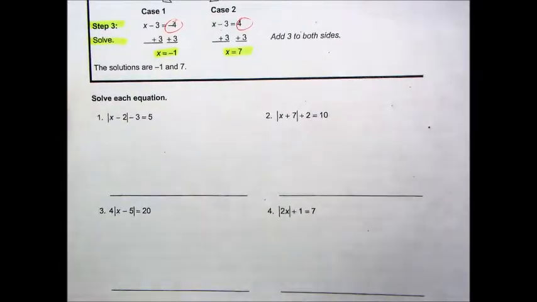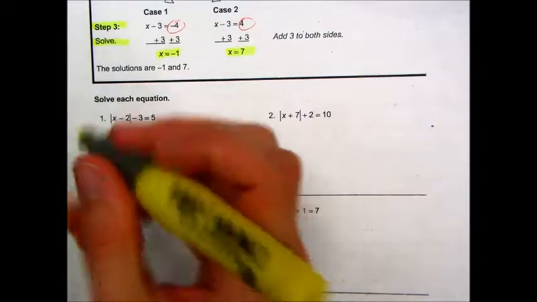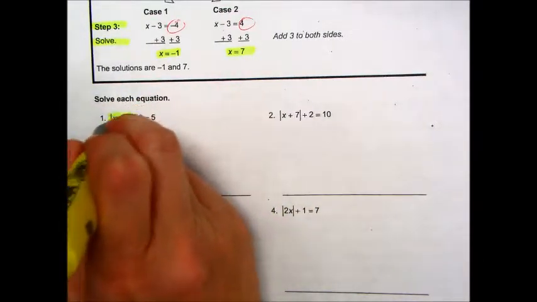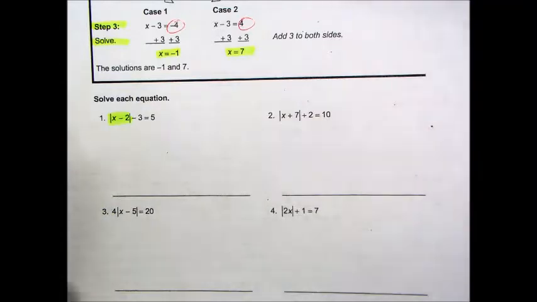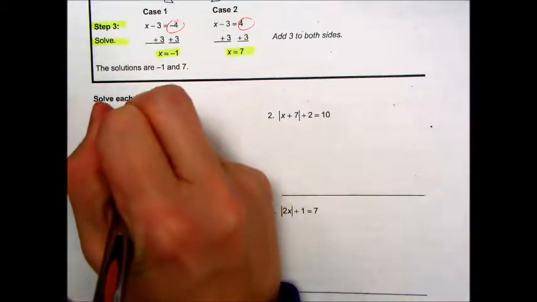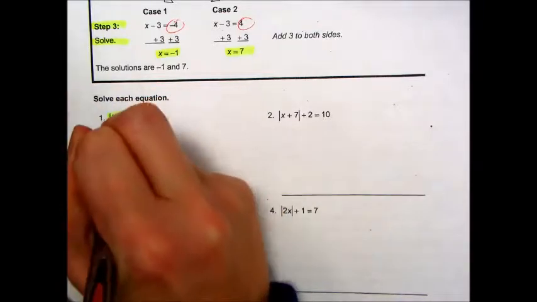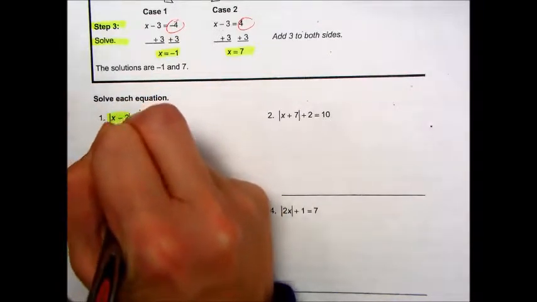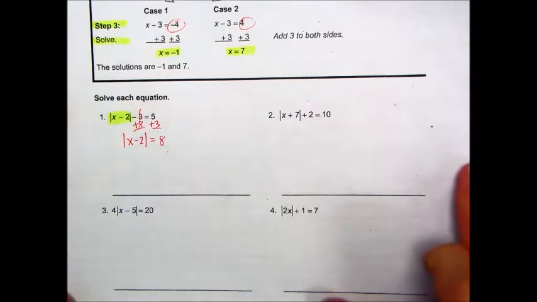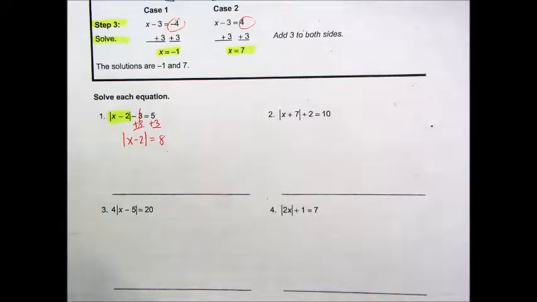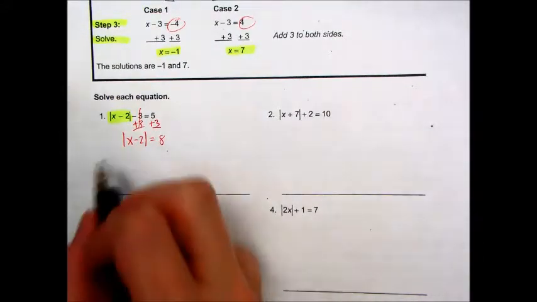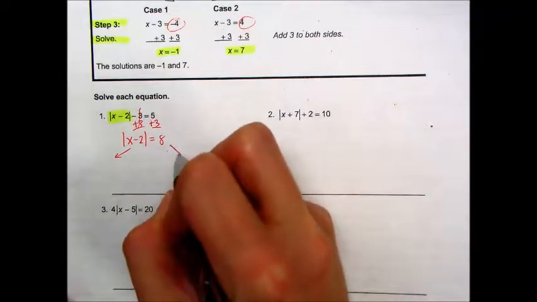In problem number 1, isolate the absolute value part. So here's your absolute value piece right here. Get it isolated, which means that minus 3 has got to go. So I'm going to add 3 on both sides and have the absolute value of x minus 2 equals 8. Once the absolute value part is alone, you split it into 2.